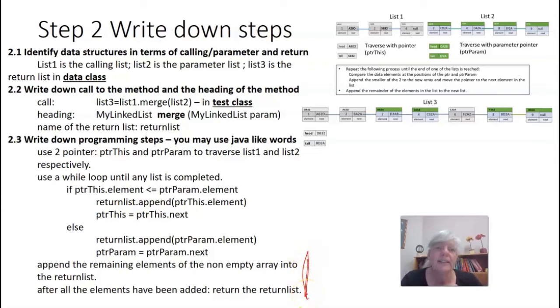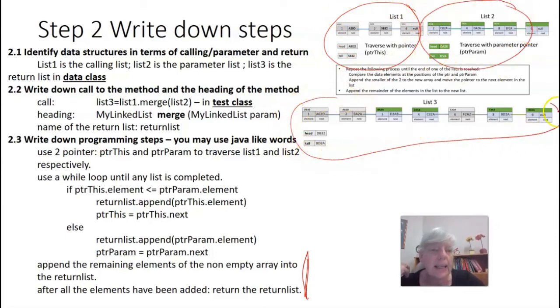So now you understand the general case. You understand the idea of a calling list and a parameter list and a return list. It's rather important that you do that. Okay, let's take a break so that you can re-watch this before you continue.